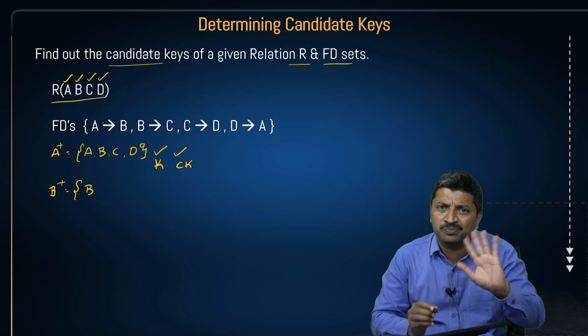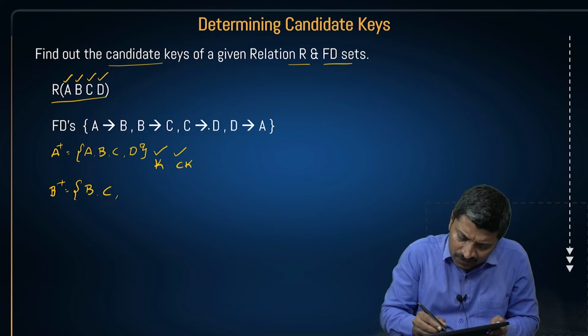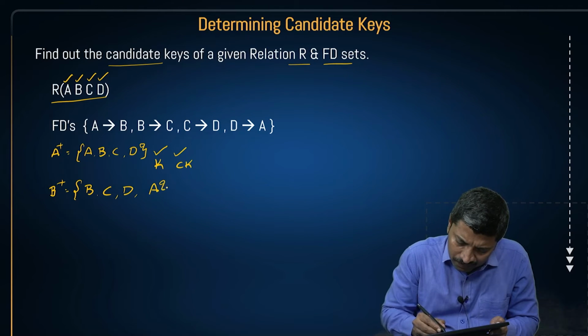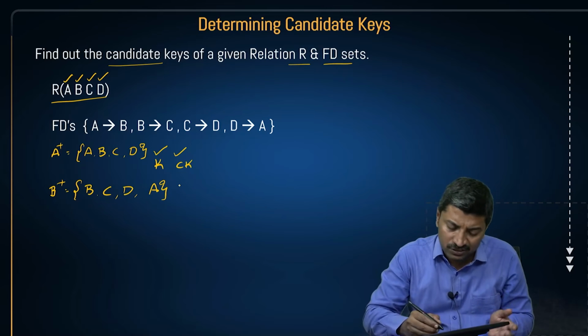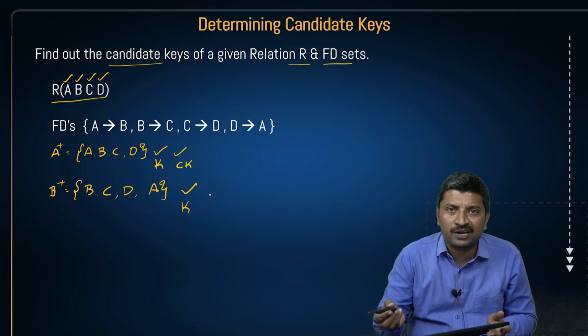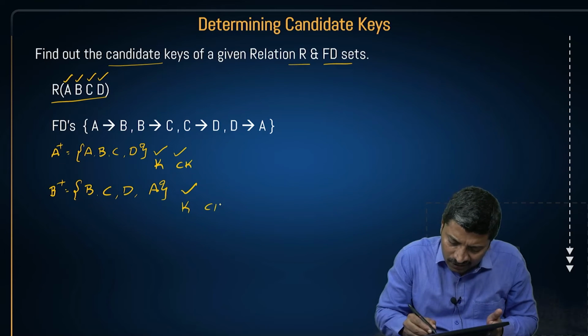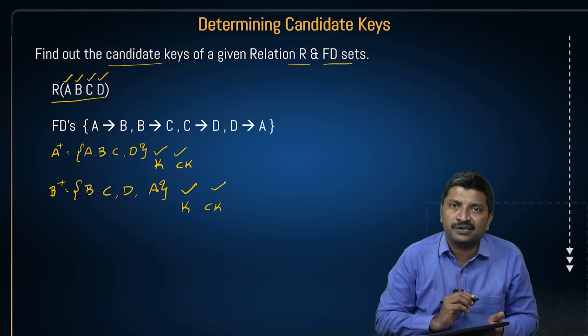Closure of B contains B. Fine. Anything else? B gives C. C gives D. D gives A. So the closure of B also got all the values. So I can say it is a key. What about candidate key? Since it contains only one attribute, I can clearly say it is a candidate key.